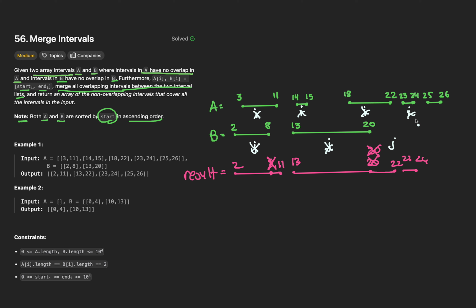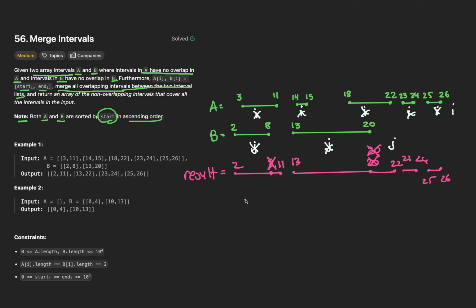We increment I to the last interval where we'll do the same thing. Let's push it to our result. We have 25 to 26 because it doesn't overlap with our previous interval. We increment I one last time, and we've now also exhausted all the intervals in interval list A.